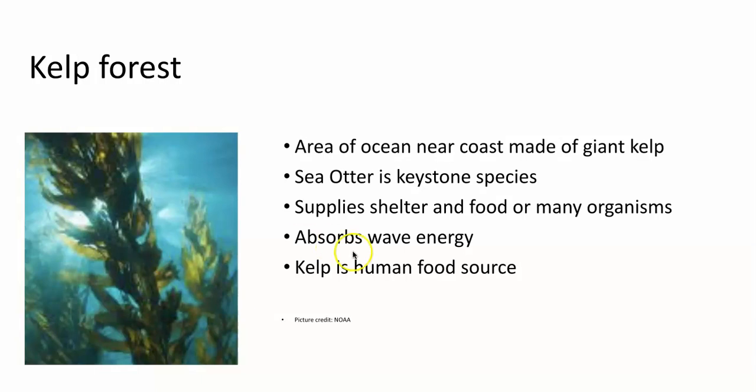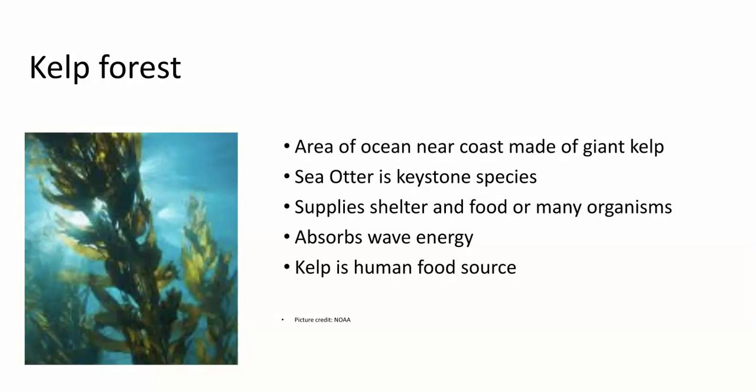In the kelp forest, the sea otter is a keystone species. It's beneficial because it's shelter and food for a lot of organisms. It also absorbs wave energy, and so you don't have as much wave damage on the coastal areas. And in a lot of places, kelp is a human food source. In fact, you eat seaweed, you just don't know you do. Like, if you buy ice cream at the store, it has seaweed, which helps make it a smoother texture.